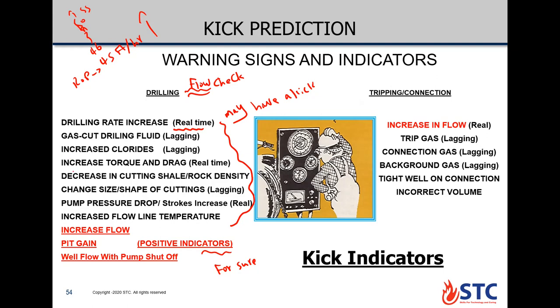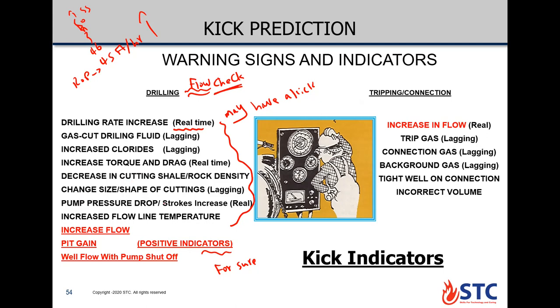Increase in chloride. Once you penetrate an abnormally pressured formation and there is salt water or something like this, it may increase the chloride in the return, so it will be a lagging indicator. This may be due to a kick or maybe something else, so we only need to make a flow check to see if there is flow or not. Increase in the torque and drag is real time.